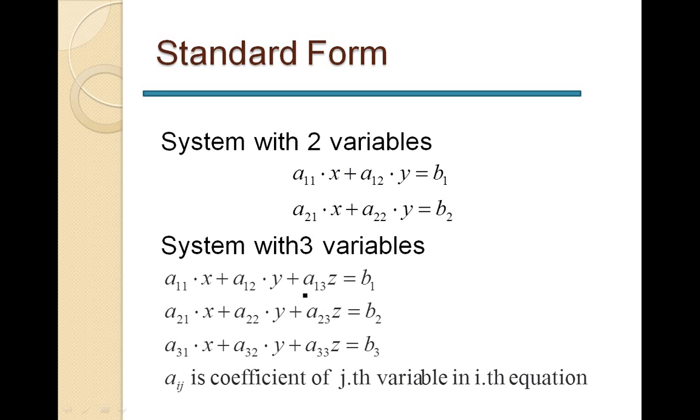Now, how does this look with three variables? Actually pretty similar. Now we have 1, 1, 1, 2, 1, 3, because we have three variables. And for example, aij means the jth variable. For example, if we had 2, 3, this would mean the third variable, which is actually z, and 2 would mean in the second equation. Okay.